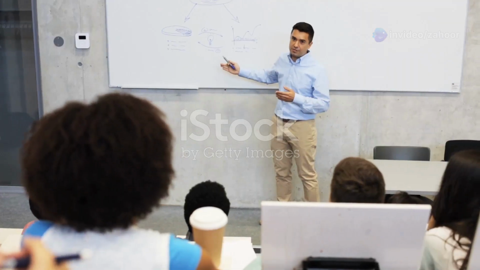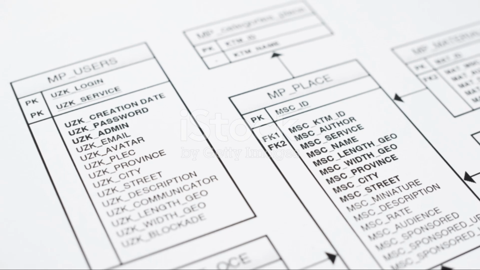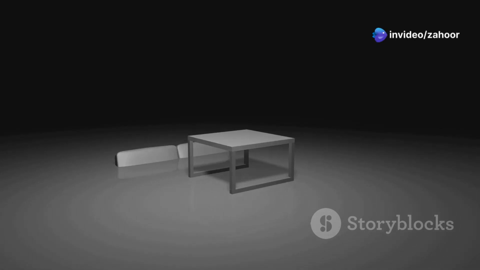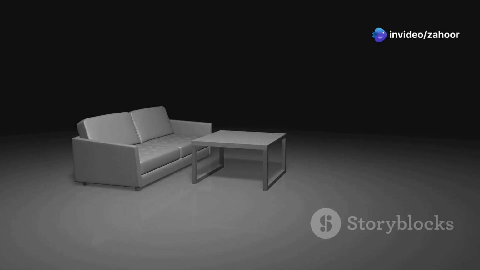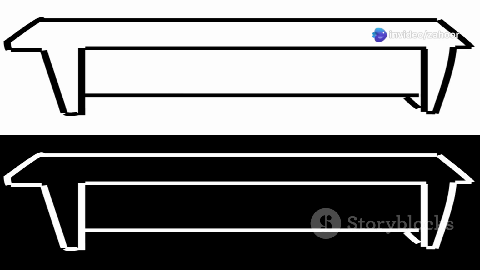Section 5, third normal form, or 3NF. Third normal form further refines the database structure. A table is in 3NF if it meets the following criteria. It is in 2NF and there is no transitive dependency. This means no non-key attribute should be transitively dependent on the primary key. In other words, a non-key attribute should not be dependent on another non-key attribute.